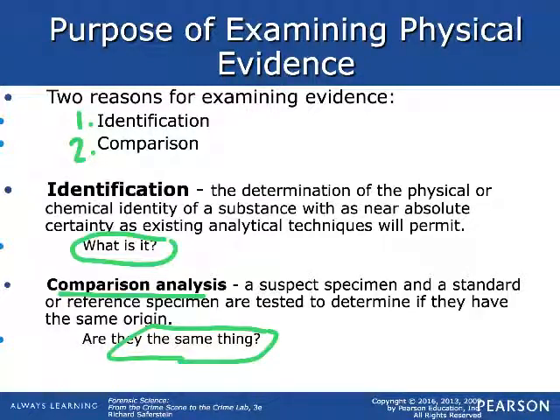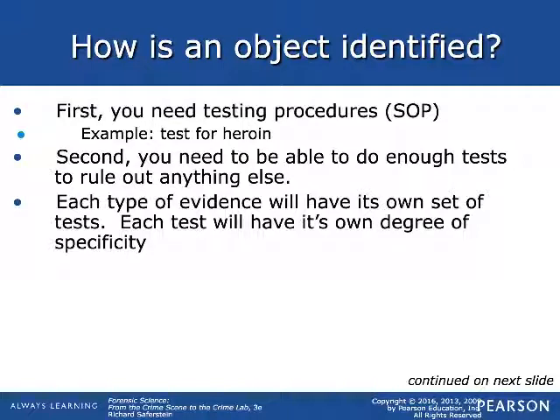Do they match? Okay, so how's an object identified? It's pretty logical if you think about it, but we have it all written out here. First you need testing procedures. An example would be if you have a powdery substance and you think it might be heroin. Then you need a test for heroin, and you need to be able to do enough tests to rule out anything else it could possibly be.